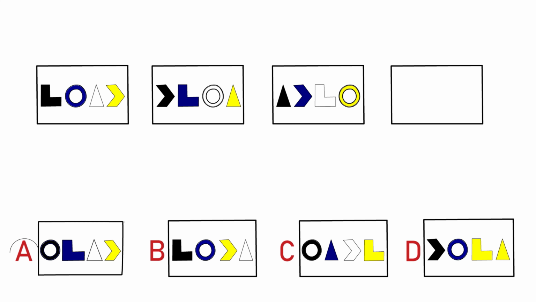For example, choice A does match the color pattern. But if you look closely, the next shape after the circle should be triangle, and not the L shape as it is currently presented in the choice A.